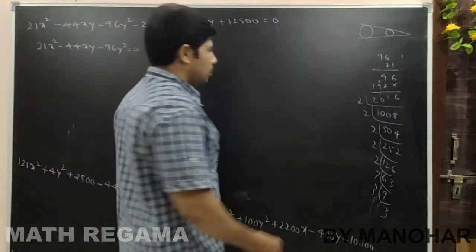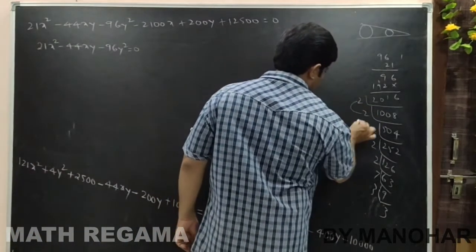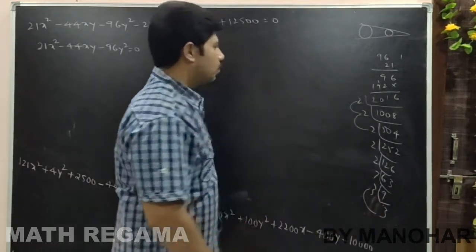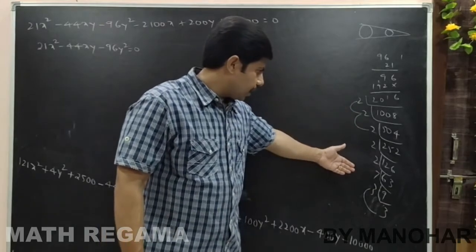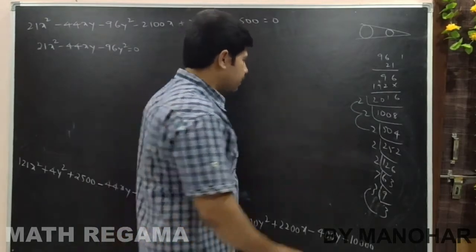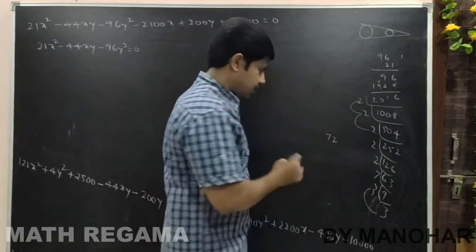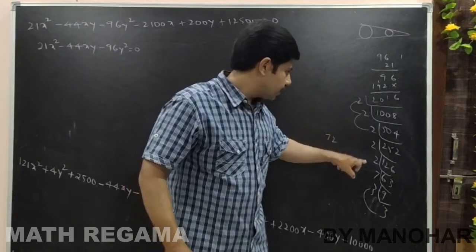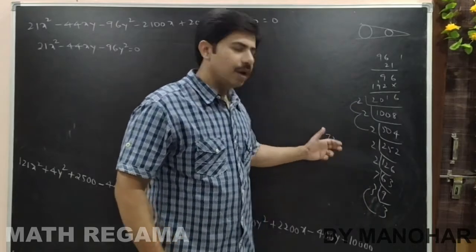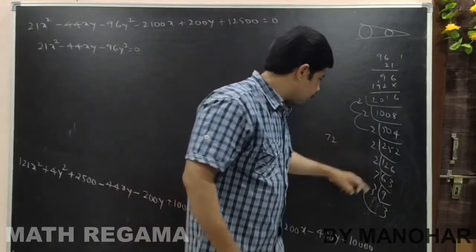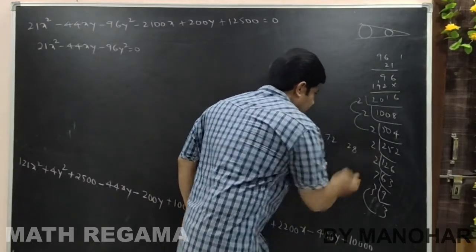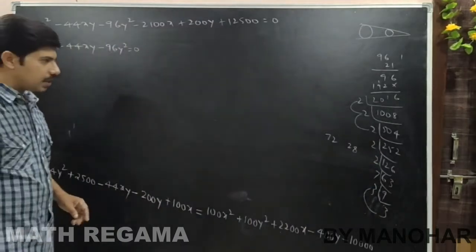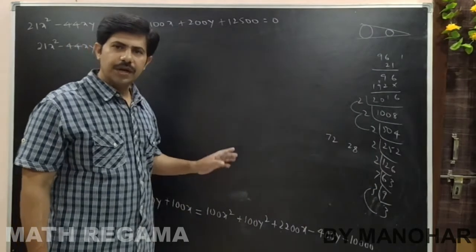So 2 2s are 4, 4 2s are 8, 3 3s are 9. 8 9s are, what is 8 9s are? We have 72. Just see here, only these terms I am multiplying: 2 2s are 4, 4 2s are 8 and 3 3s are 9. 8 9s are 72. And the remaining terms, 2 2s are 4, 4 7s are 28. Now what is 72 minus 28? 72 minus 28 is 44.